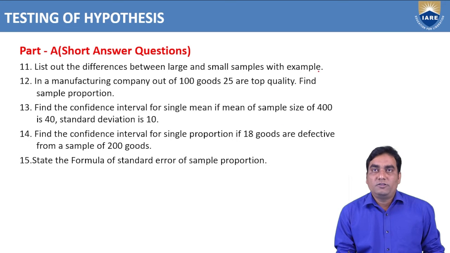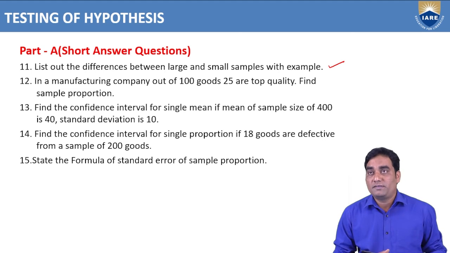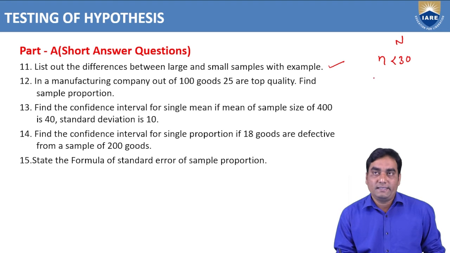Coming to the 11th problem, list out the differences between large and small samples. What is the meaning of large samples and what is a small sample? It depends on the sample size. Sample size is denoted by small n and population size is denoted by capital N. If the sample size is less than 30, such samples are known as small samples. If the sample size is greater than or equal to 30, those samples are known as large samples.